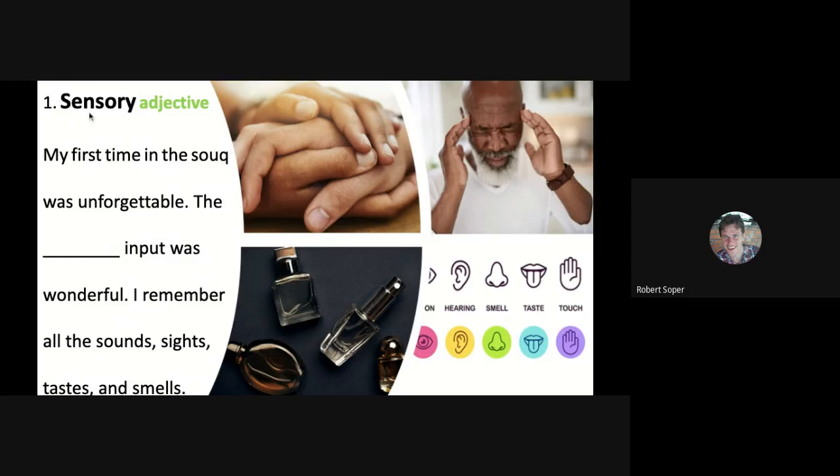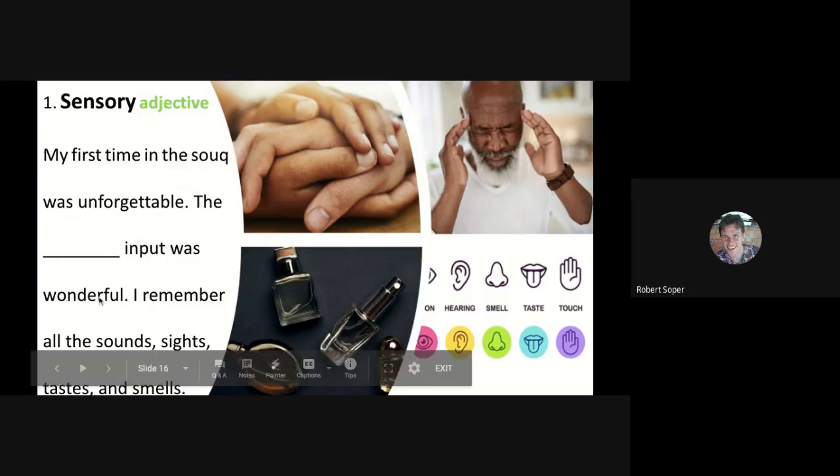So how would we use this word sensory in a sentence? Well, we could say, my first time in the souk was unforgettable. The sensory input was wonderful. I remember all the sounds, sights, tastes, and smells. This basically means that the first time going to the souk was a very sensory experience.